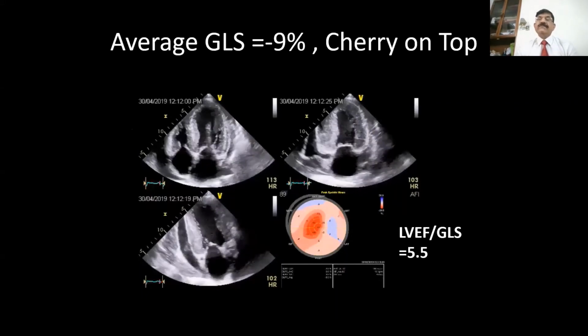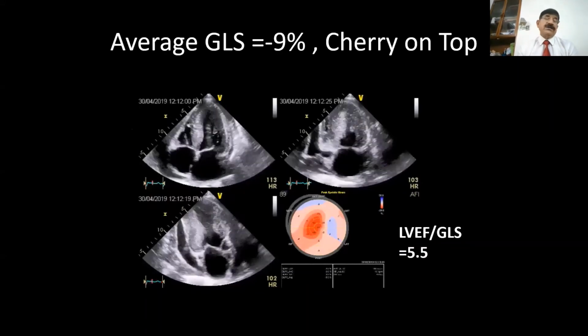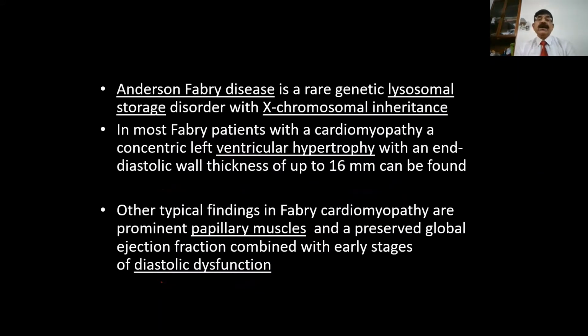Whenever you have global longitudinal strain showing cherry on top, it is very, very sensitive and specific for amyloidosis, but not 100%. So we would see other conditions which will cause this. Let us leave amyloidosis. I would have liked to talk a lot about amyloidosis. We have a large number of cases, but the time doesn't permit.